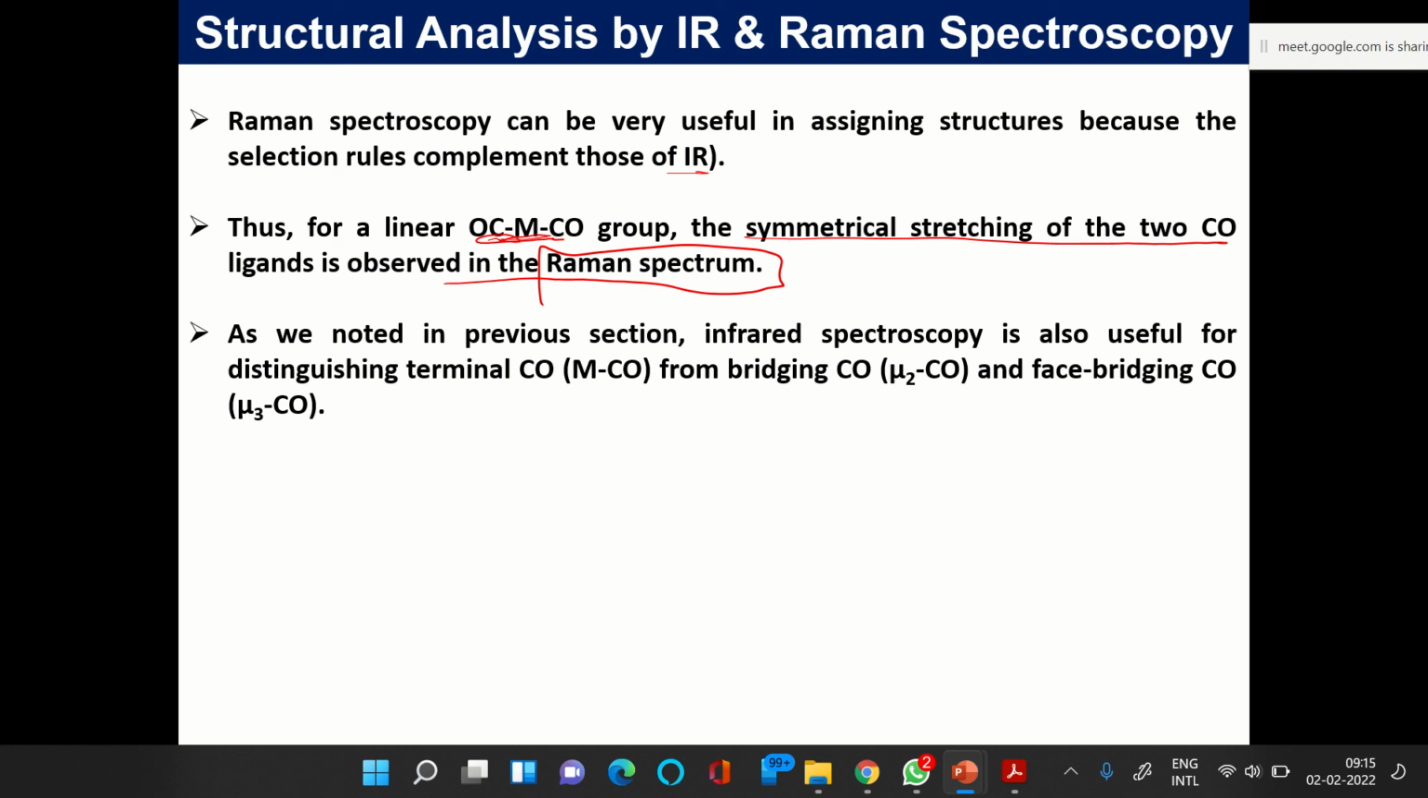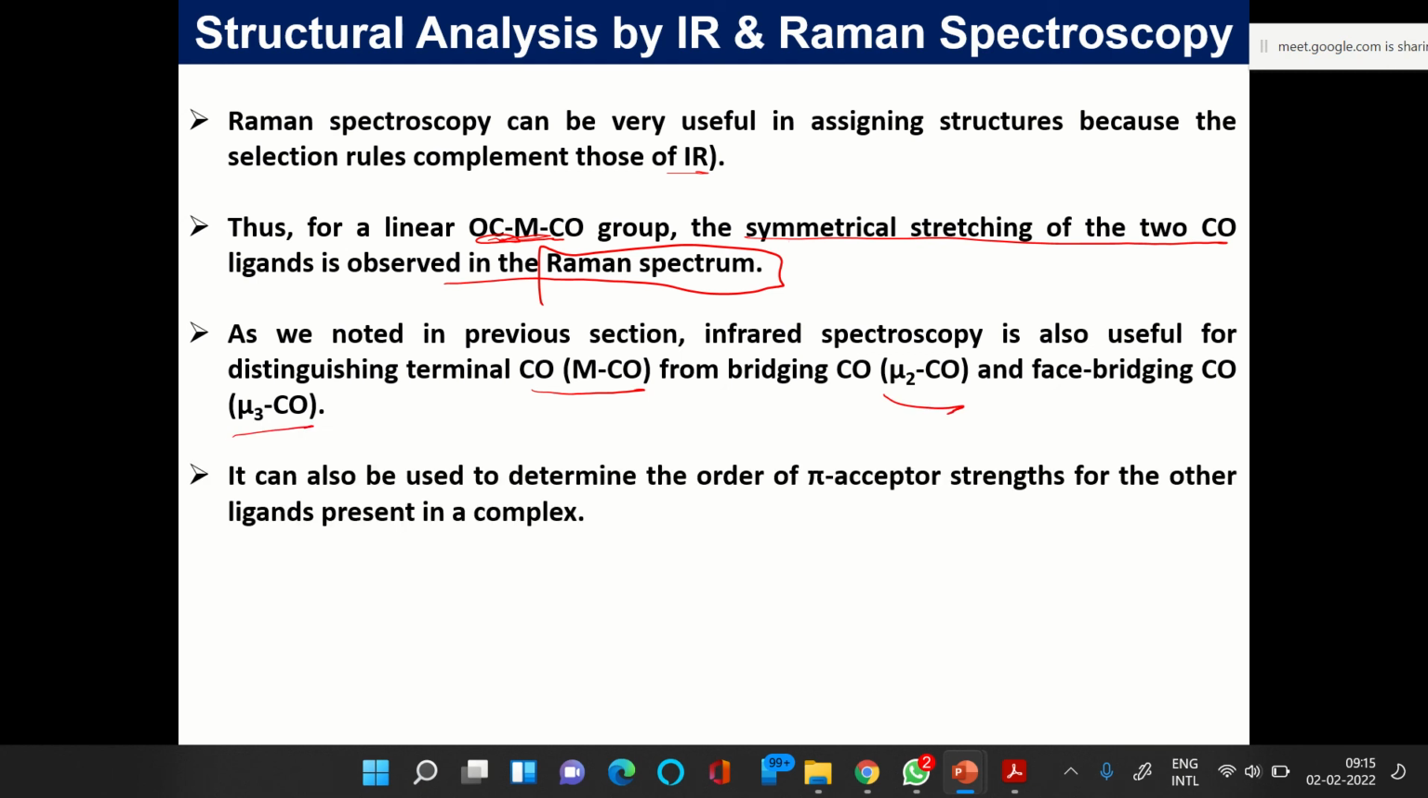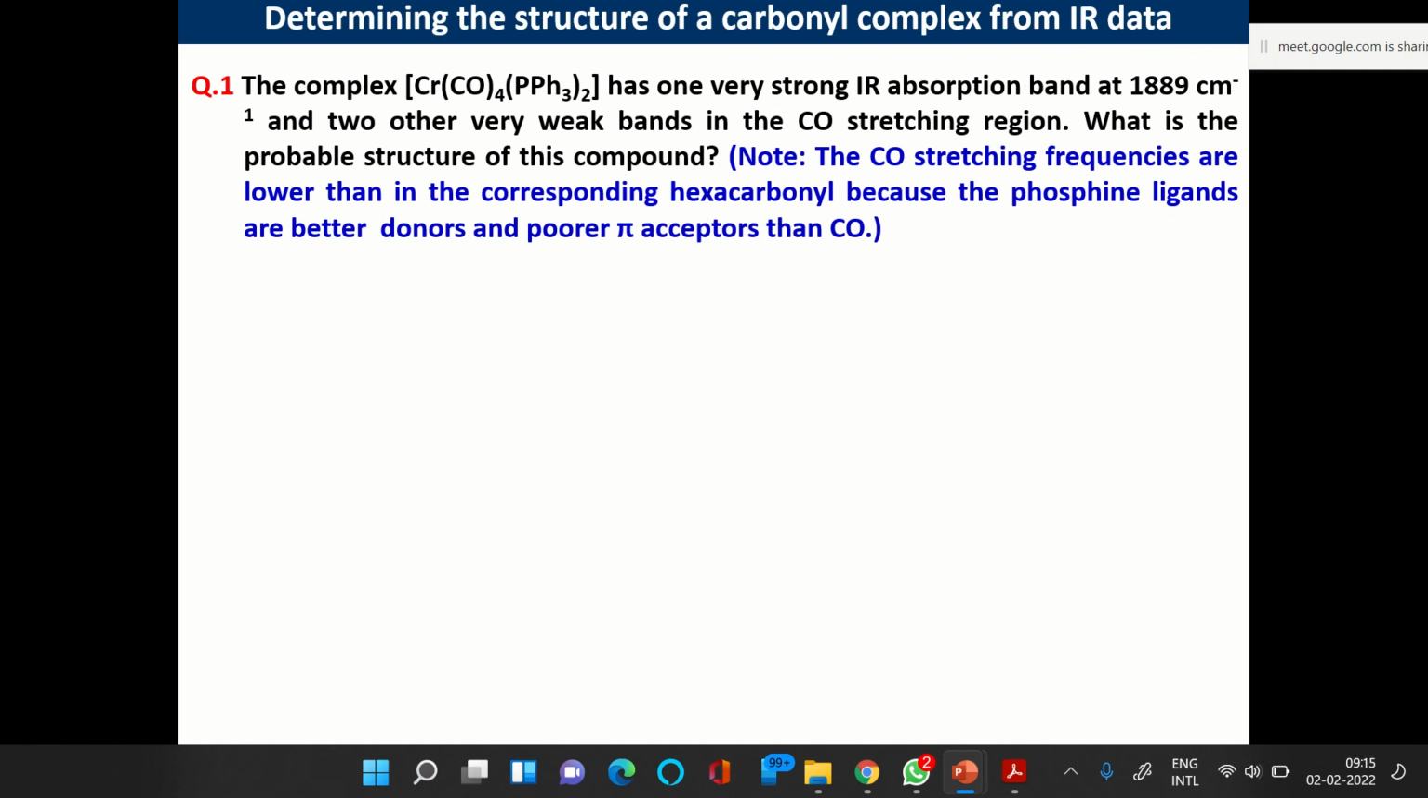So infrared spectroscopy is also useful in distinguishing MCO, mu2-CO or mu3-CO. So we have clearly seen that. We have also seen that it is good for finding out the strength of the pi acceptor ligand. So you have learned so many applications of IR and Raman, mostly IR that we are discussing. Now you should be able to solve such problems.